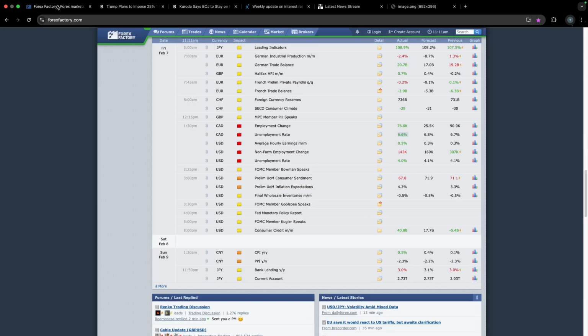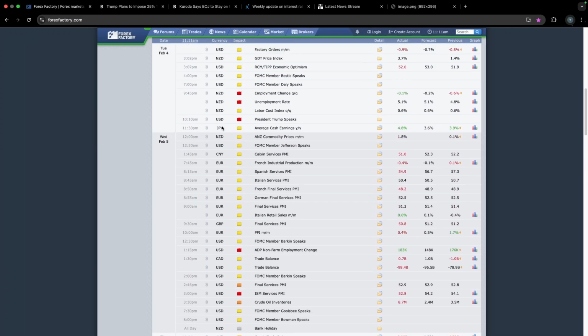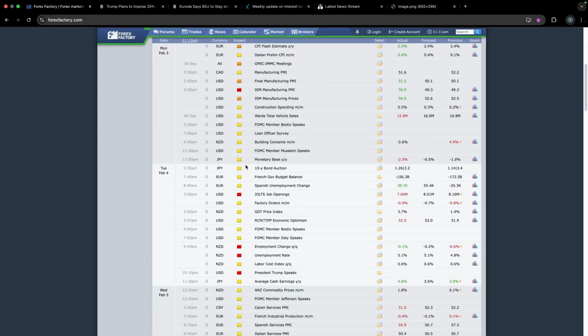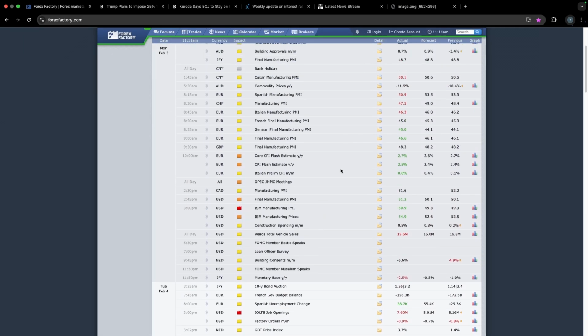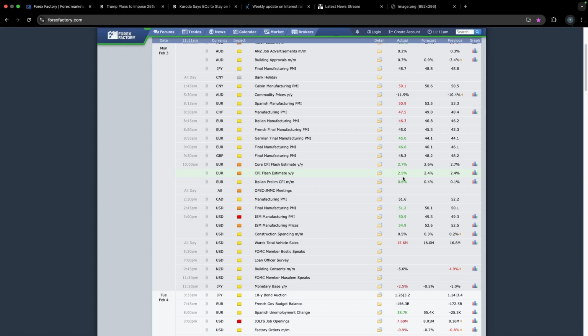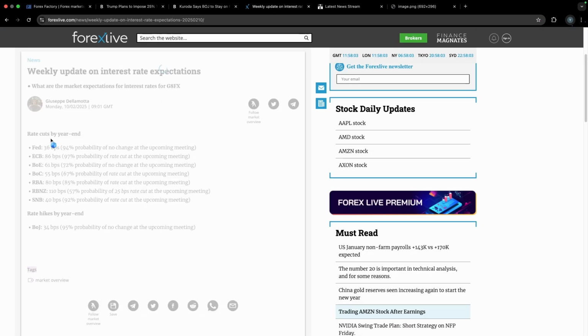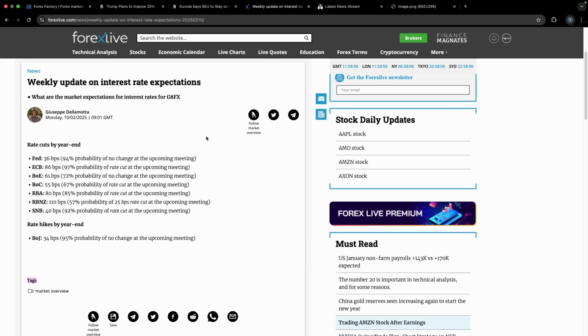We did see CPI flash come out last week, which shows a bit of greater inflation. Where is it? Sorry, I cannot see. There it is. A bit of greater inflation, but the stance of the euro hasn't changed much. They're still looking for gradual rate cuts throughout the year, and this is always a great article for any trader to have a look at. And you can see the ECB 86 basis points, and 97% of the rate cut happening at the next meeting.